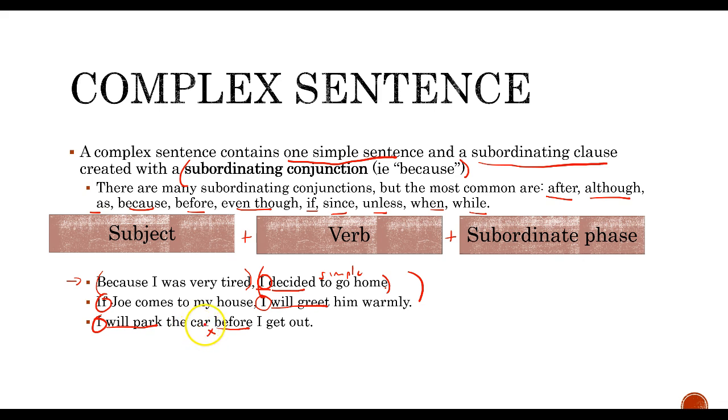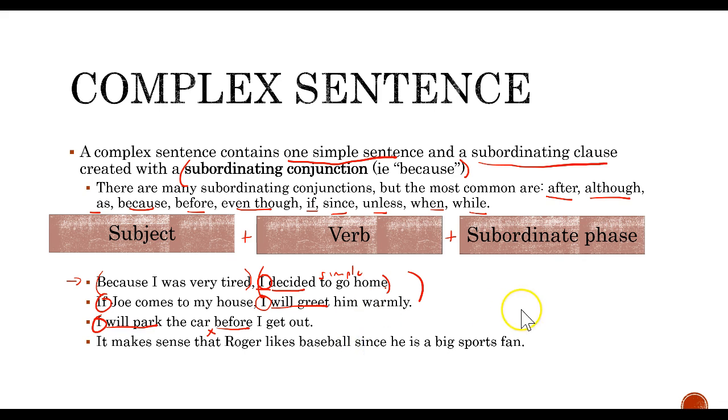Right? This rule can be really helpful with since or because. A lot of times when people put because in the middle of a sentence, they tend to put a comma before the because. It makes sense that "Roger likes baseball, comma, since he's a big sports fan." But you wouldn't actually put the comma here, because this right here is the subordinating phrase. "Since he's a big sports fan, it makes sense that Roger likes baseball." Or we could replace this with because. "It makes sense that Roger likes baseball because he is a big sports fan," and we wouldn't put a comma before the because.